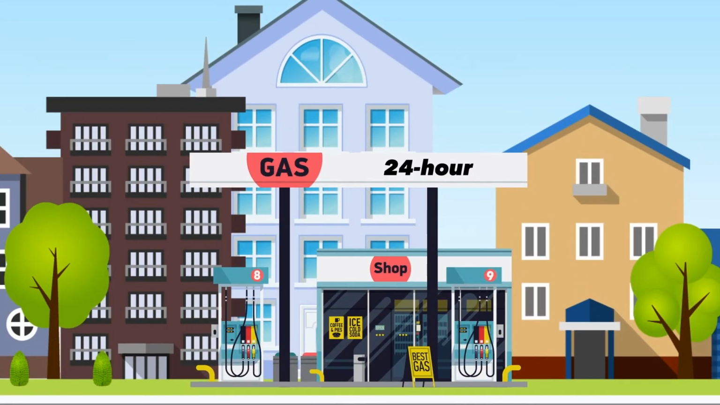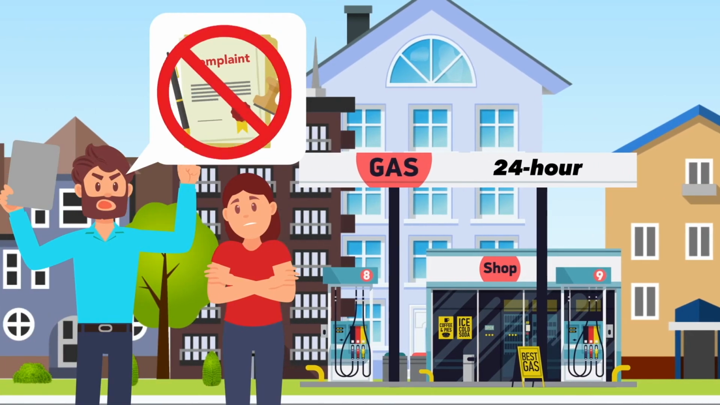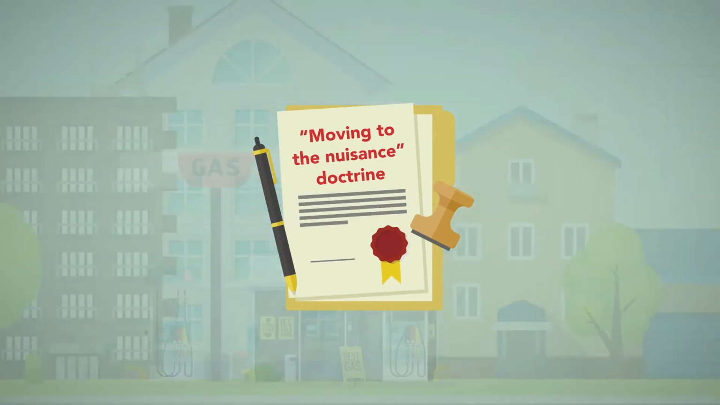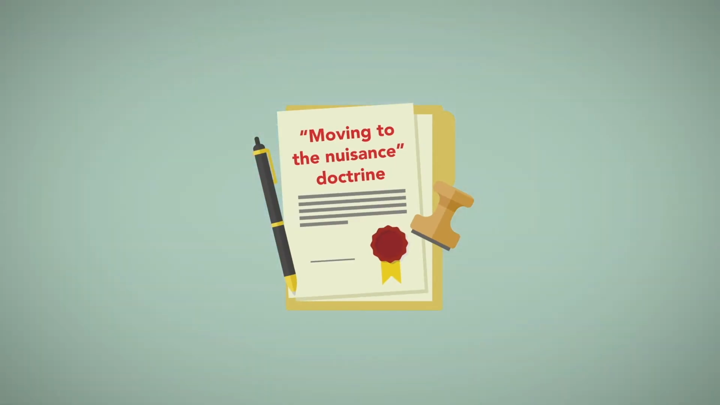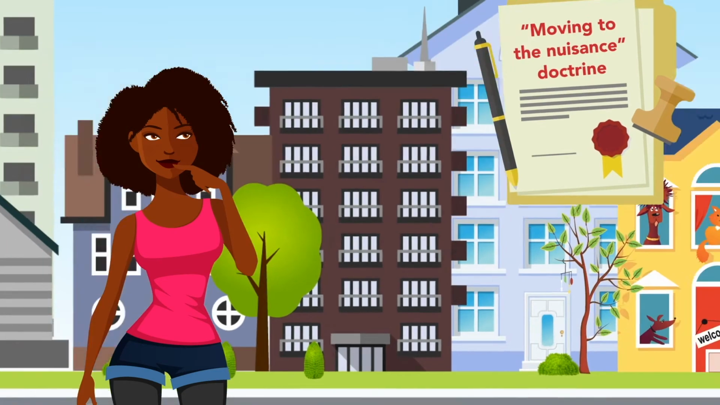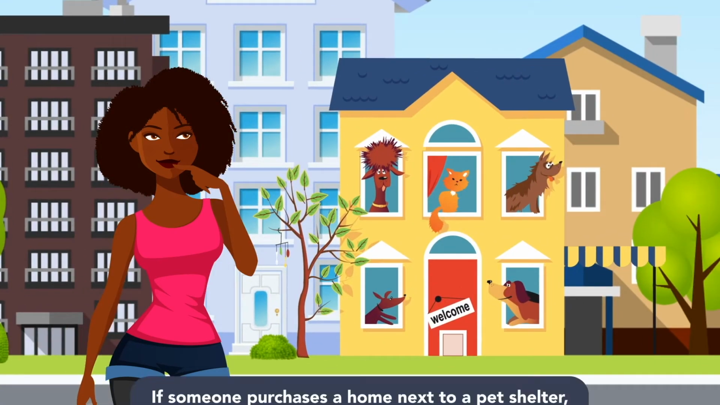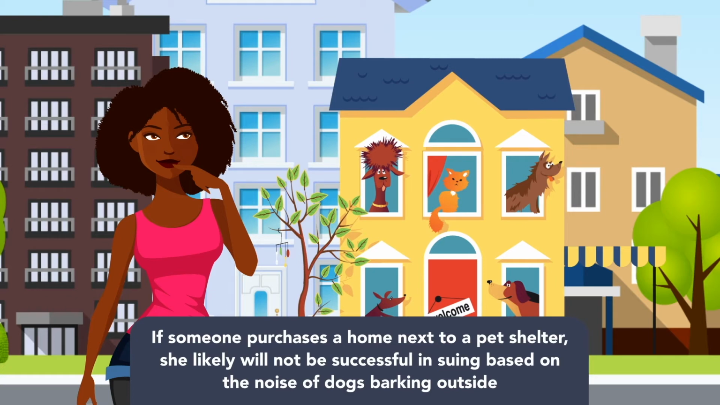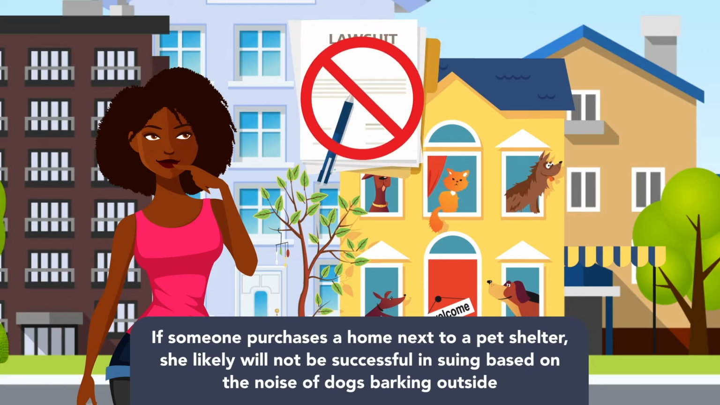Secondly, complaints concerning pure aesthetic concerns, such as complaints about the appearance of a convenience store in a residential area, are rarely successful. Lastly, the moving to the nuisance doctrine may apply to situations where the plaintiff moved into an area with knowledge that the nuisance was already there. For example, if someone purchases a home next to a pet shelter, she likely will not be successful in suing based on the noise of dogs barking outside.